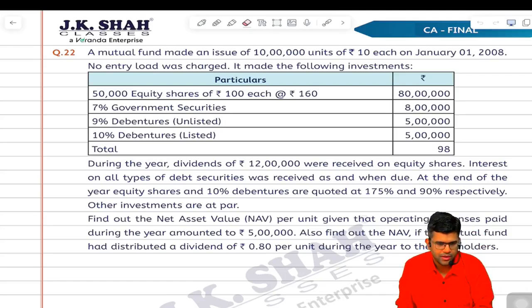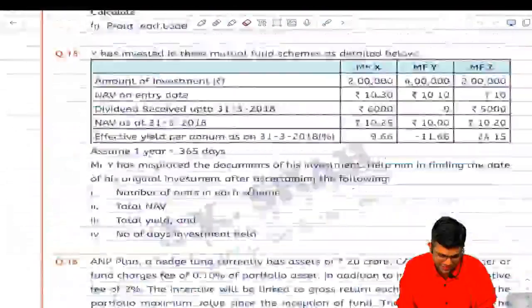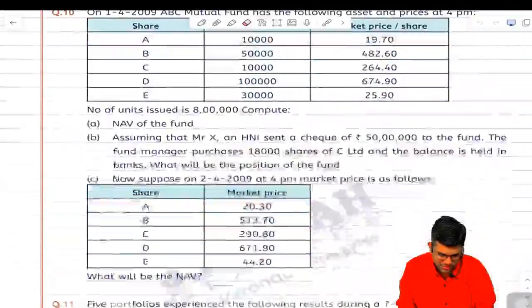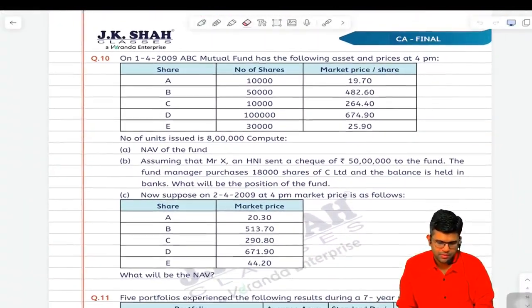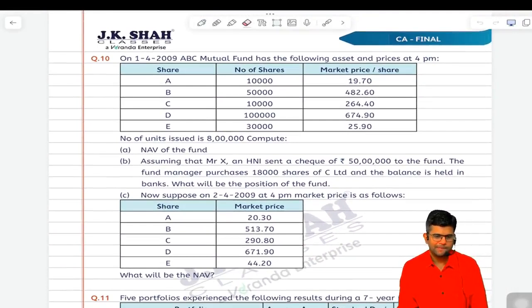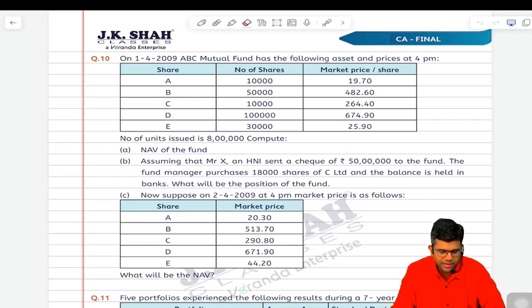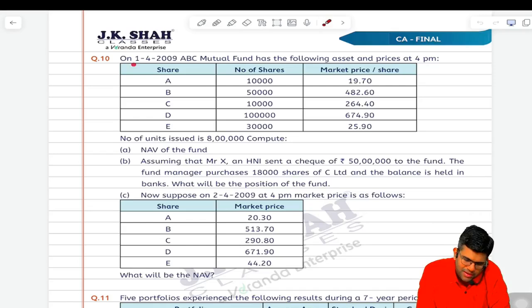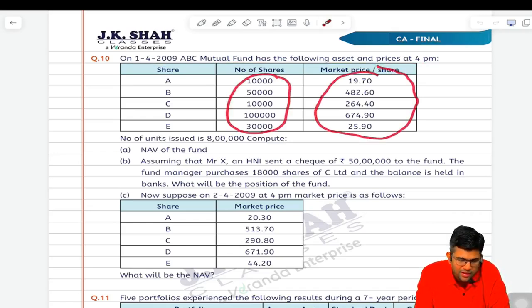Okay. All right. Students, question number 10. Frequently asked question. Read only till point number A. So they are saying that a mutual fund has the following assets and prices. Now students, do you remember Cinderella question, the first question we did today? Cinderella, huh? That question, remember?